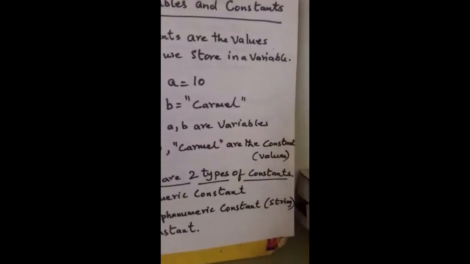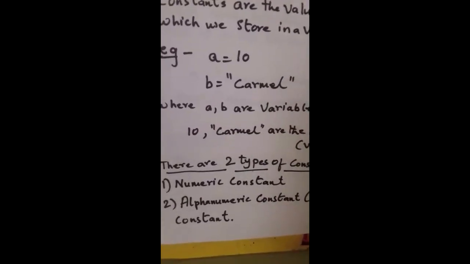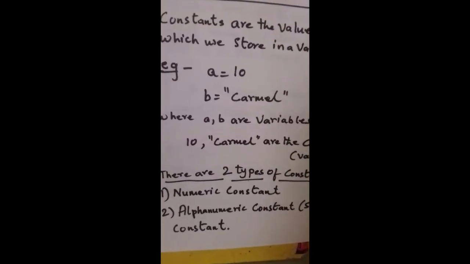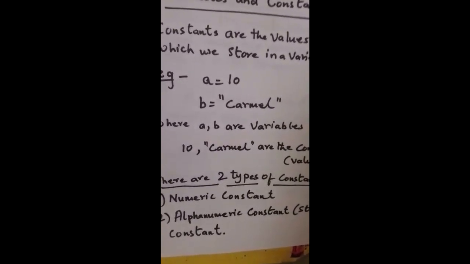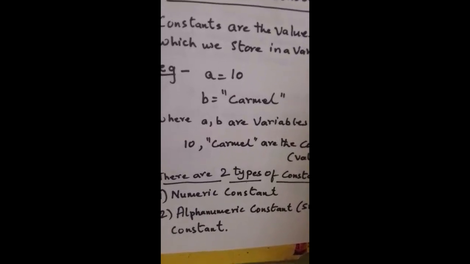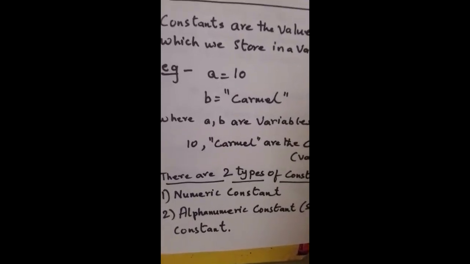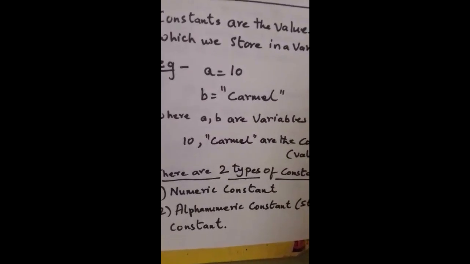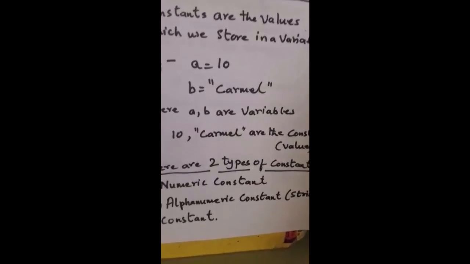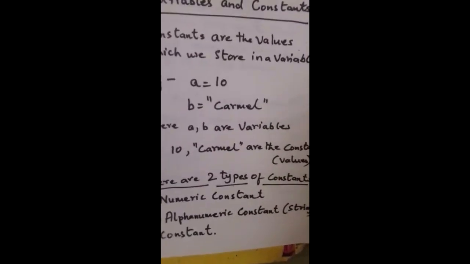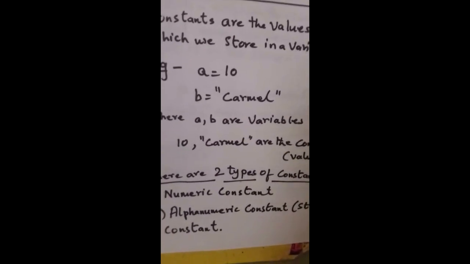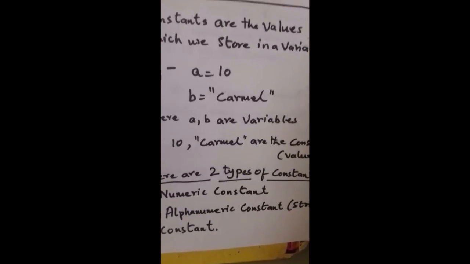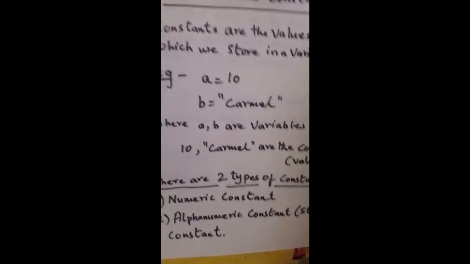There are two types of constants: numeric constant and alphanumeric constant. As the word states, numeric constants means 10 or any numeric number, a decimal number, or a positive or negative number can be a numeric constant which is stored in a variable. Next, alphanumeric constant. Another name for it is string constant. A string constant, as the word suggests, is made up of a group of characters, for example Kamal, and it is always written in double quotes or single quotes whenever it is stored in a variable.